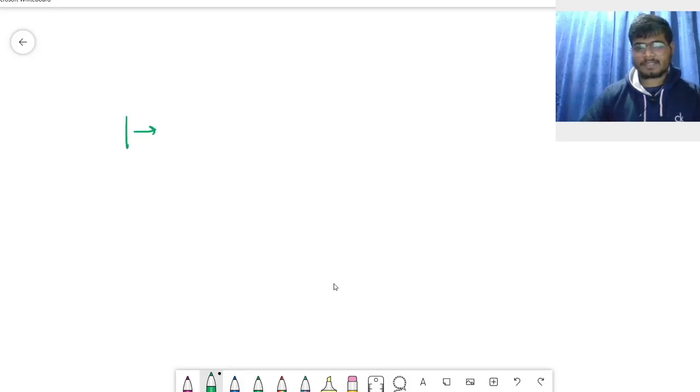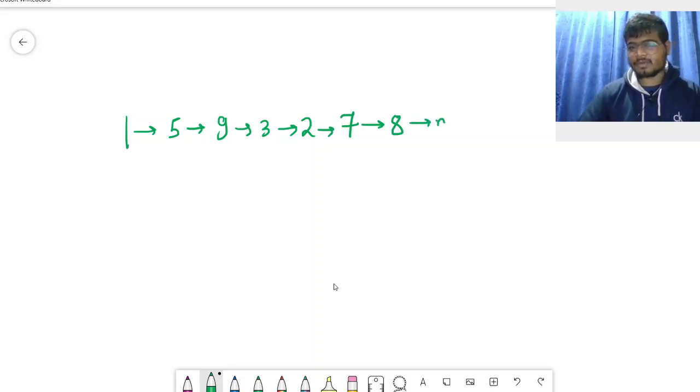So in case I have been given a linked list like 1, 5, 9, 3, 2, 7, 8, for example. Let's just take a simple example that this is the linked list we are given, and we need to sort it. Okay, we need to sort this linked list.